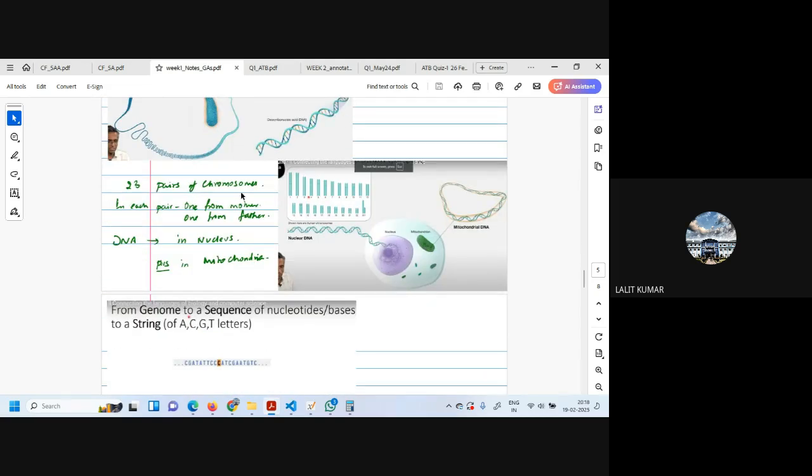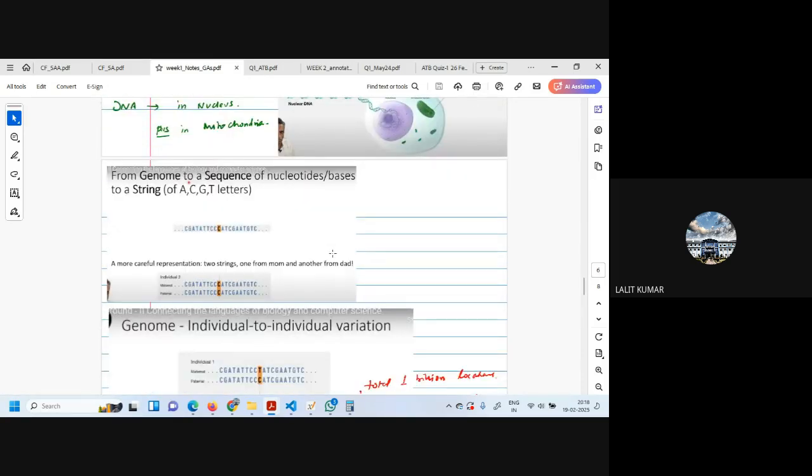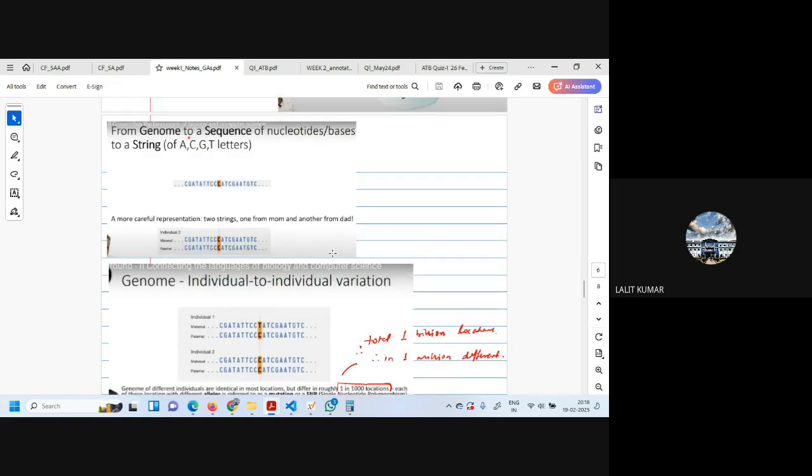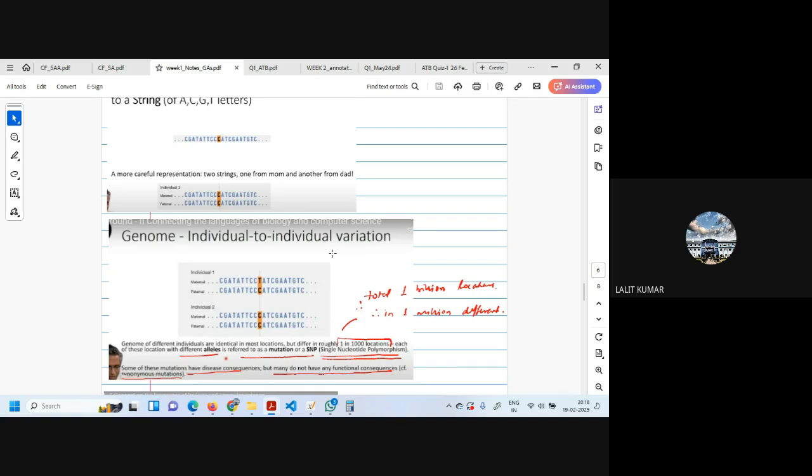Already I mentioned we have got 23 pairs of chromosomes, and in each pair we have got one from mother and one from father. And like all of us, all the humans, we have this ACGT, and we have this genome length, which is almost 1 billion. So that is a sequence of around 1 billion. And in all the humans, the difference is roughly 1 in 1,000 locations only. So the rest remains the same.